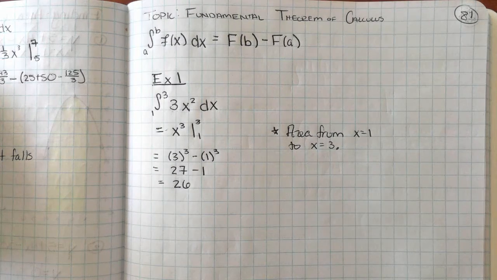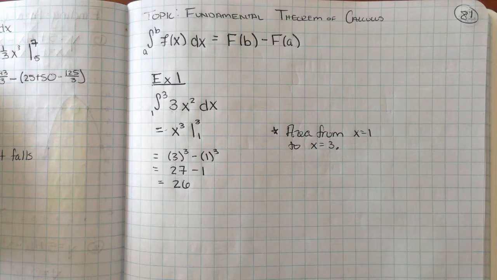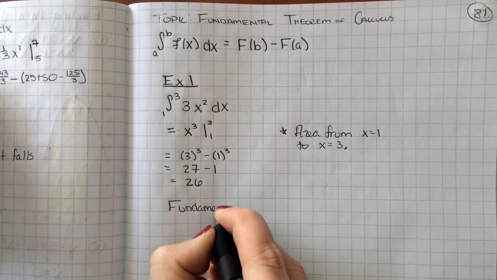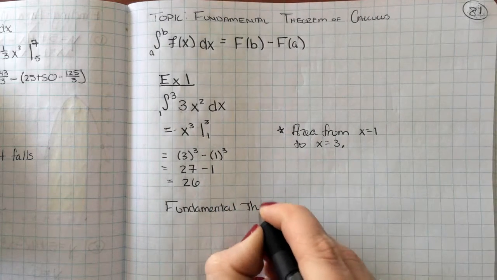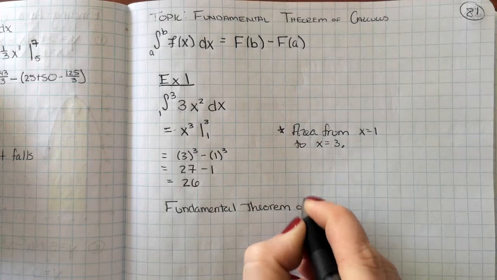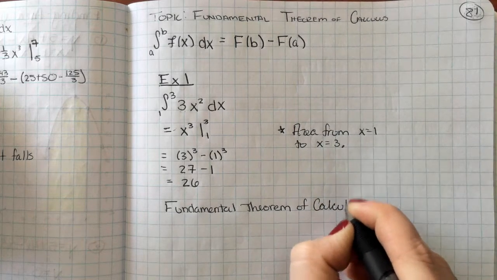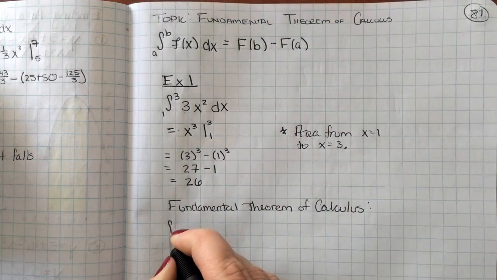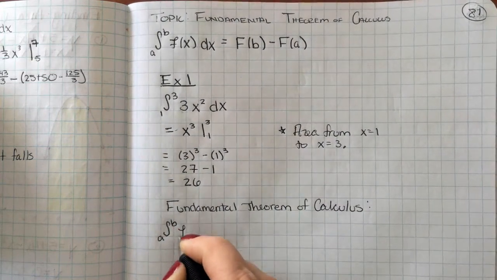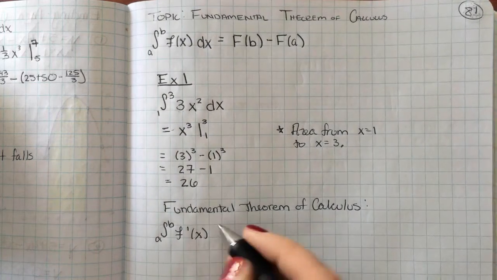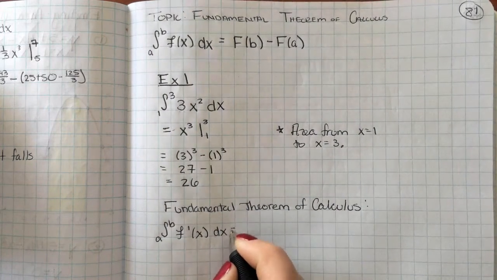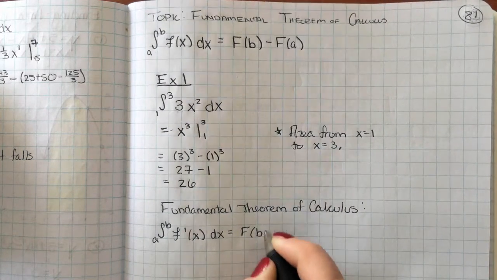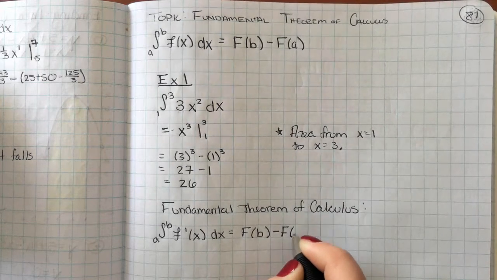So here's what the fundamental theorem of calculus says. It's just restating it in different ways. Here it is. I have an integral from a to b of some function, marked as a derivative, dx. And if I integrate this, I'm going to get uppercase F of b minus uppercase F of a.